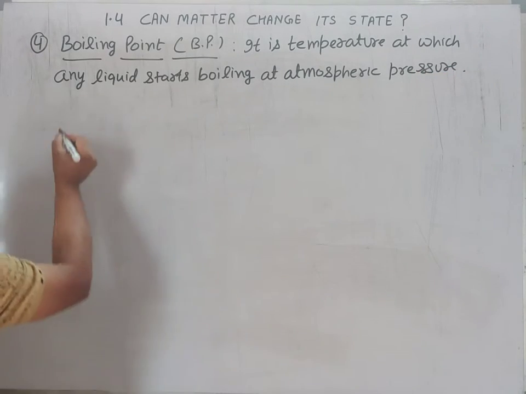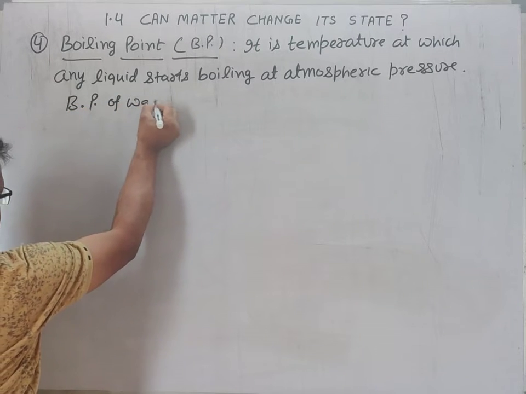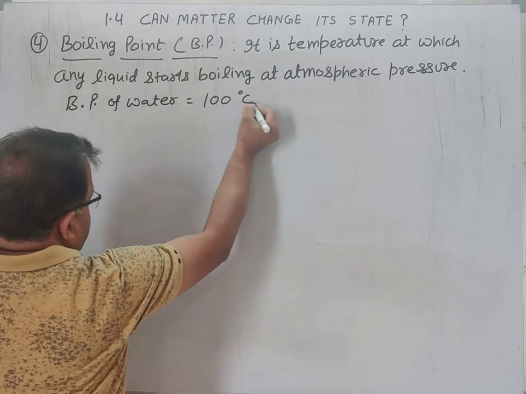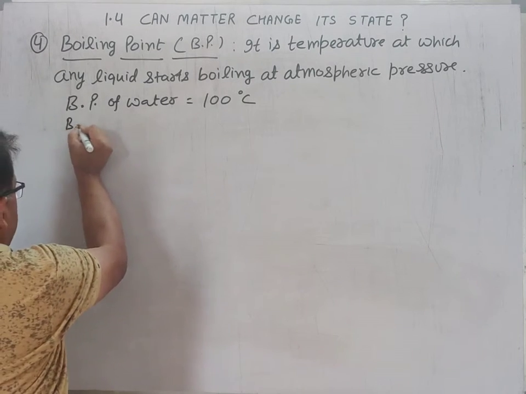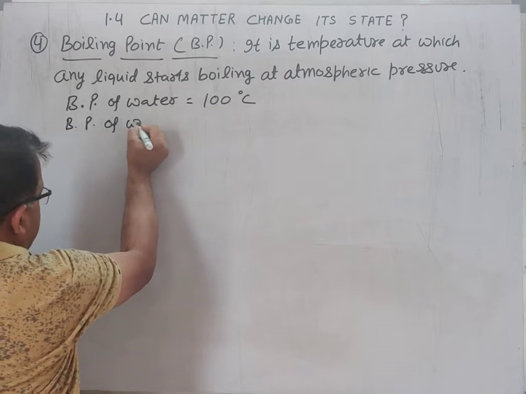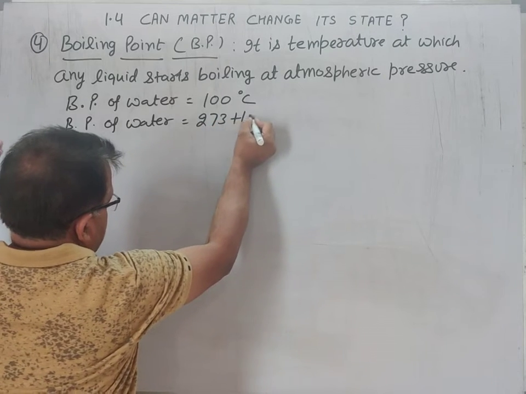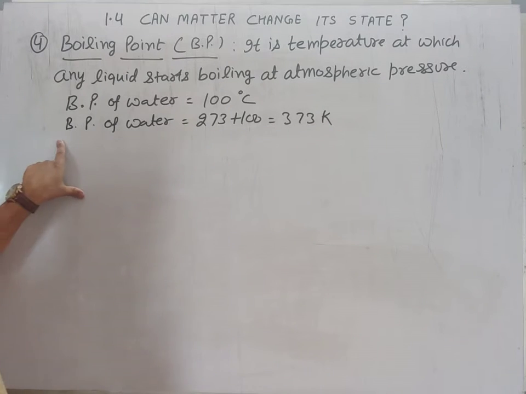You know, boiling point of water is 100 degrees Celsius. Again, if we convert it into Kelvin, we shall add 273. Boiling point of water, 273 plus 100 is equal to 373 Kelvin. So thus boiling point of water is 100 degrees Celsius or 373 Kelvin.